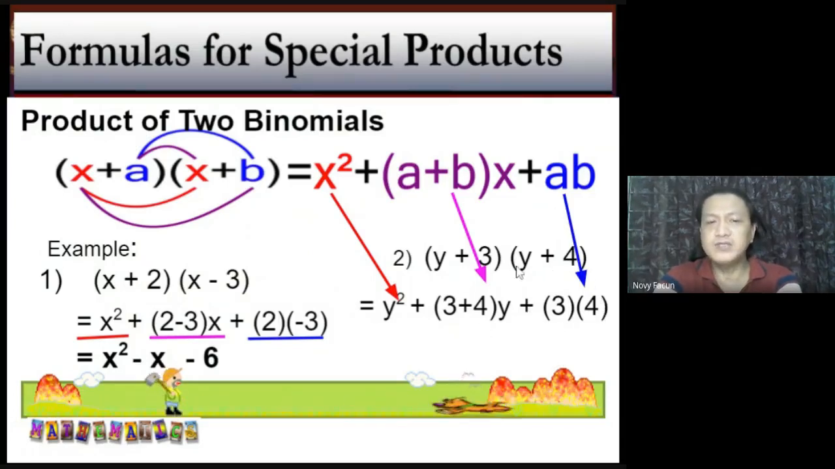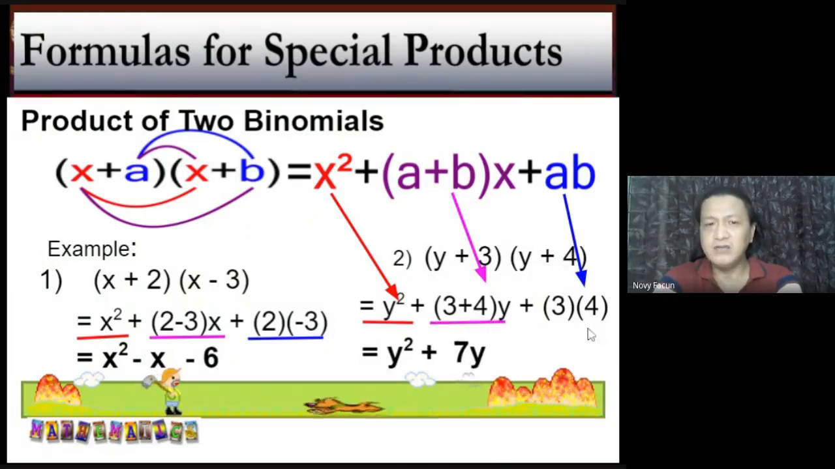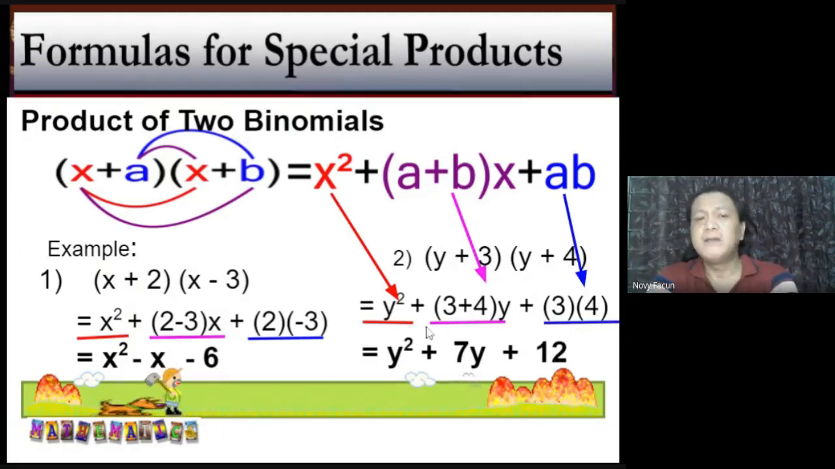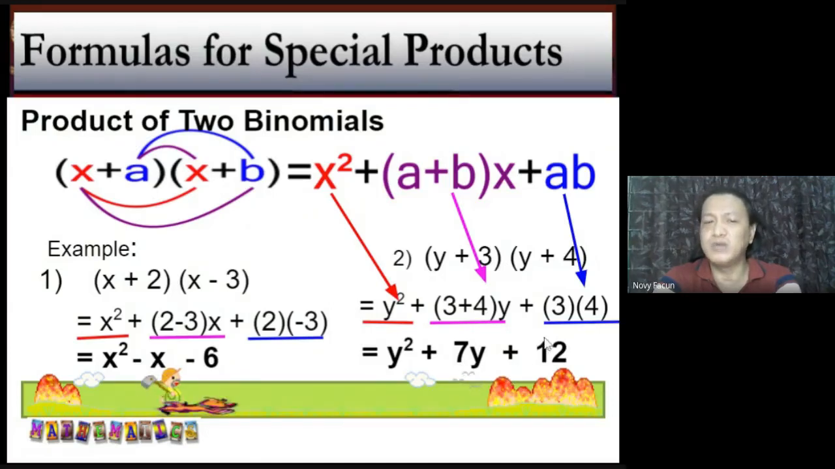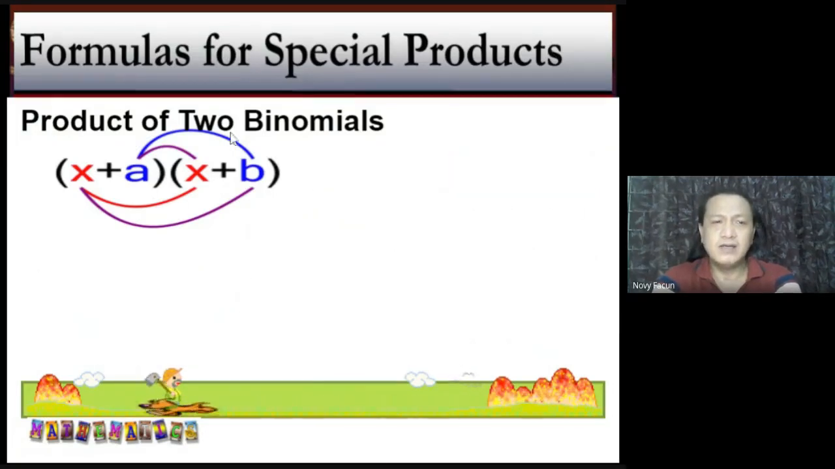And then, if you're going to simplify this, we have y square, same pa rin siya. Dito naman, 3 plus 4. So, get the sum of this, that is 7y na siya. And we have to get the product 3 times 4, that is 12. That's why the product of these two binomials is y squared plus 7y plus 12. Okay, so that is another.